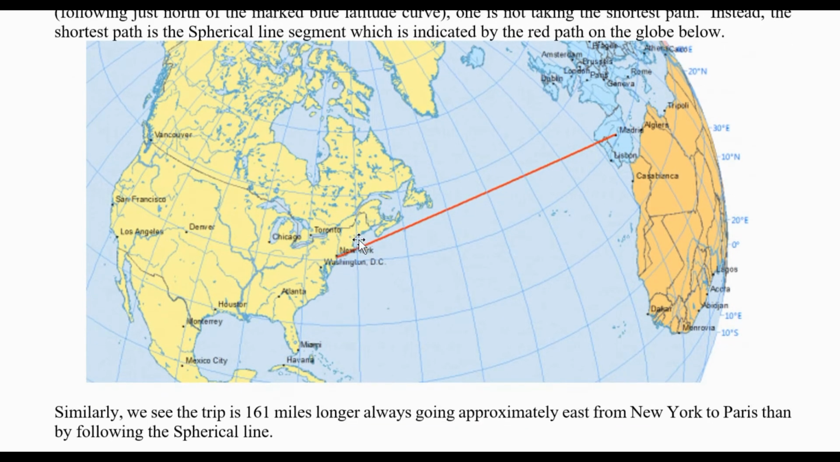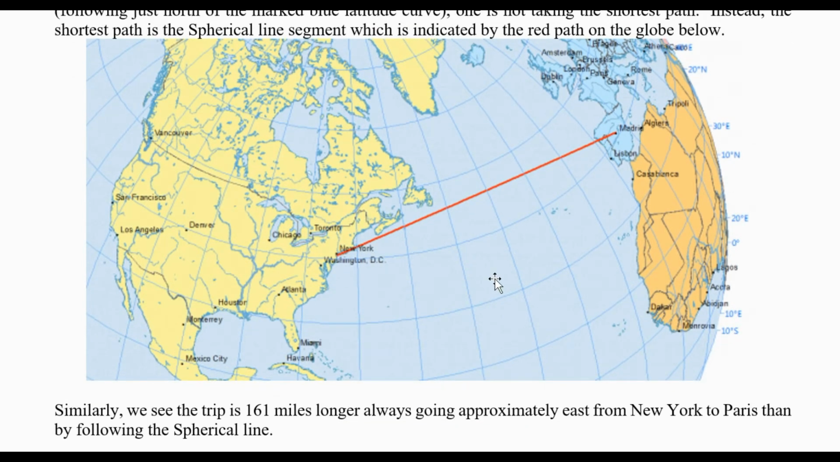So here's another example down here. New York and Madrid are pretty much at the same latitude line. So here's New York over here, and here's Madrid here. So Madrid is due east of New York. If we were to go along the same latitude line, which would be just above this one that's marked in here, and we would follow that around here, we would be going due east the whole time. But that's a much longer path than the shortest path, which is along this spherical line segment here, which is from here to here.